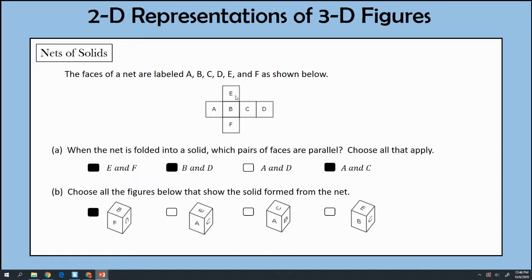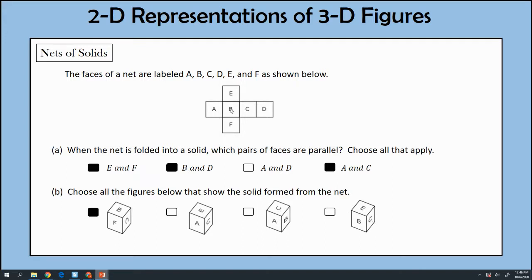Okay, down here, A, E, and C. Are A, E, and C going to form this type of a shape? Well, I don't think so, right? A, E, and C are not going to look like that. Okay, so that doesn't work. A, B, and C. A and C are going to be parallel to each other. This shows they're not parallel. Okay, so that's not going to work.